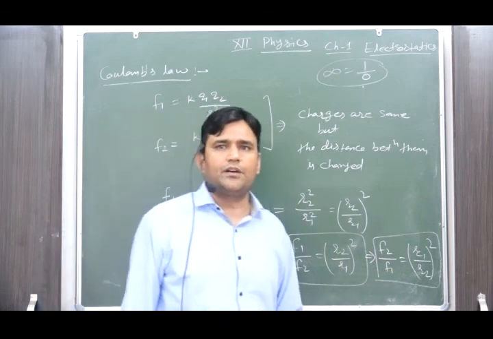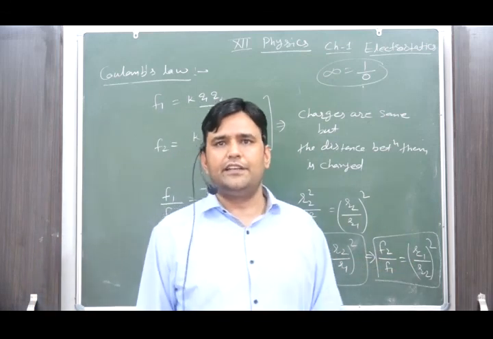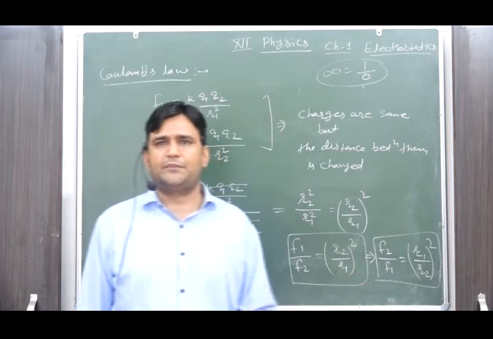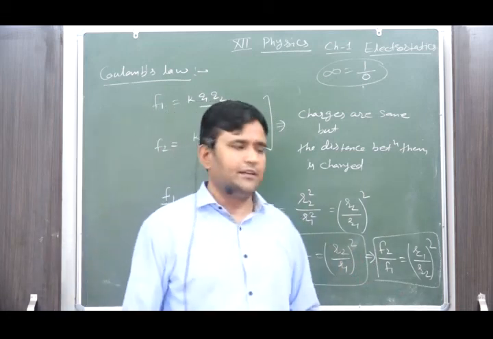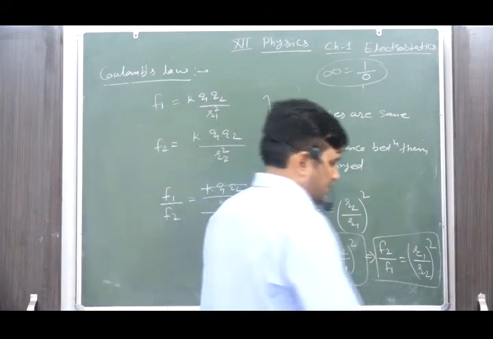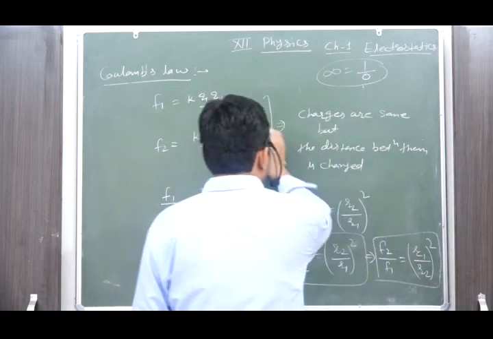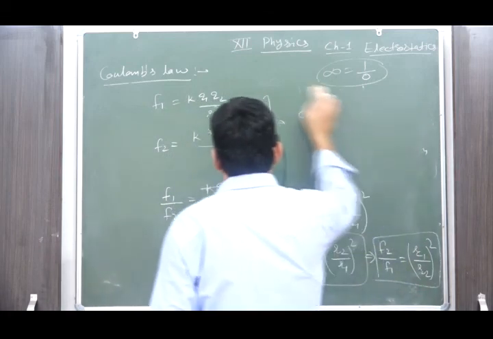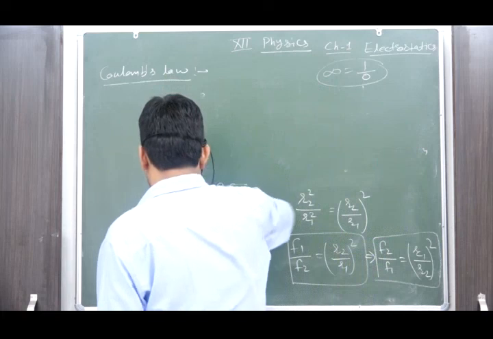Because force is the reciprocal of the distance squared, that's why F1 comes with respect to R2 and F2 with respect to R1. Okay, for better understanding, we will consider an example numerical to understand this concept.